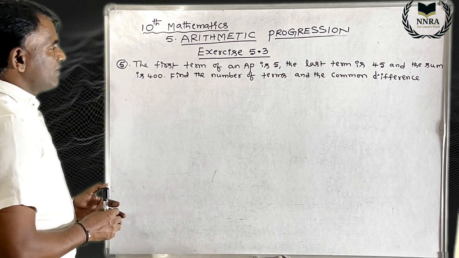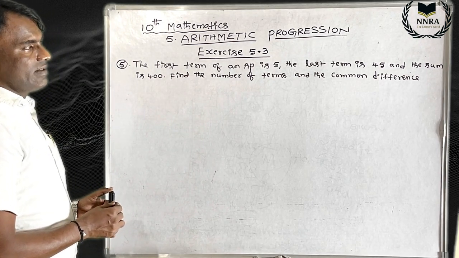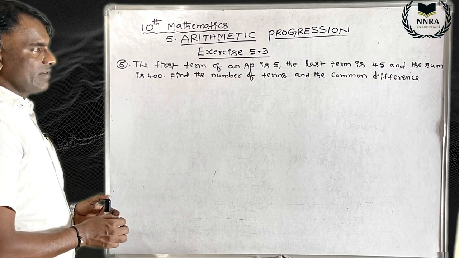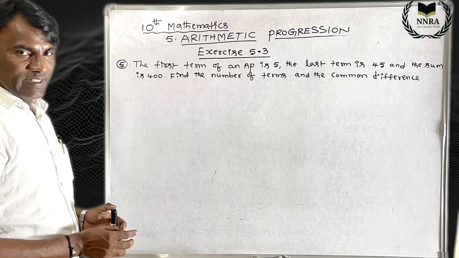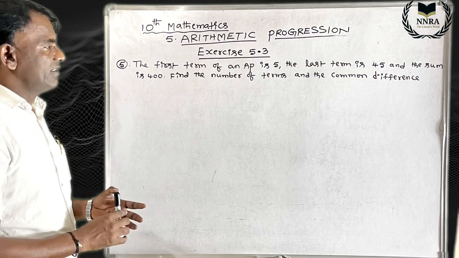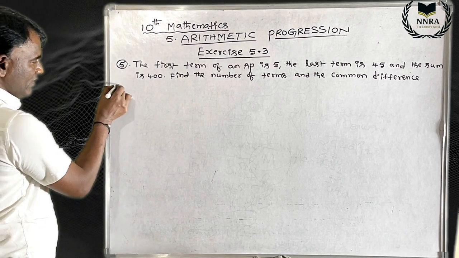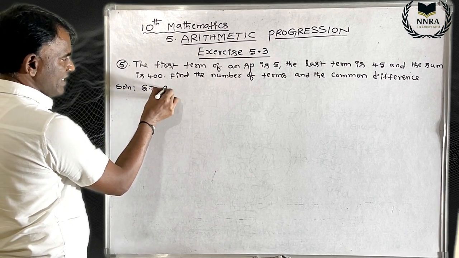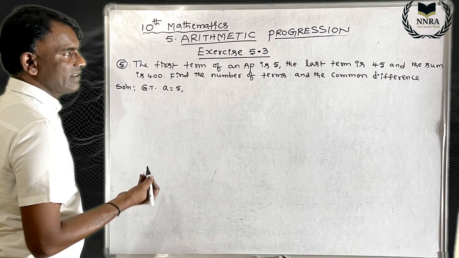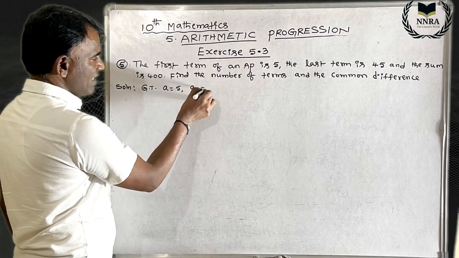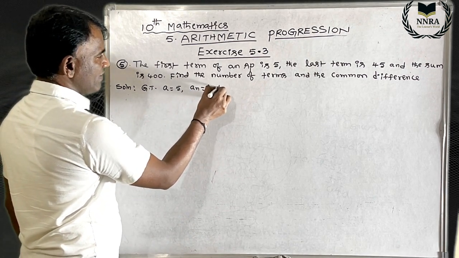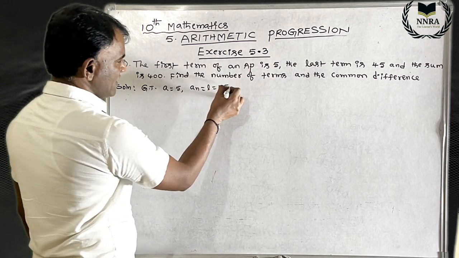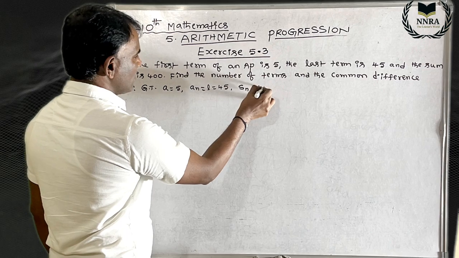The first term of an AP is 5. The last term is 45 and the sum is 400. Find the number of terms and the common difference, means we find the n value and d value. First we write the given data. What is the given data here? The first term is given, that is a equal to 5. The last term, either an or l, is equal to 45. Clear? Then the sum is given. What is that? Sn. So Sn equal to 400.